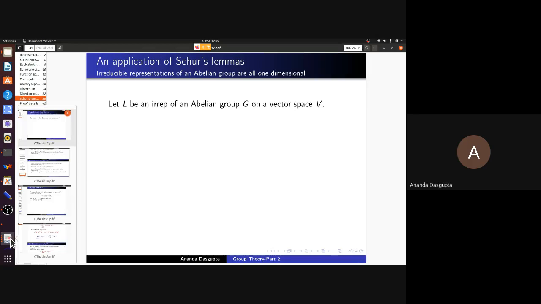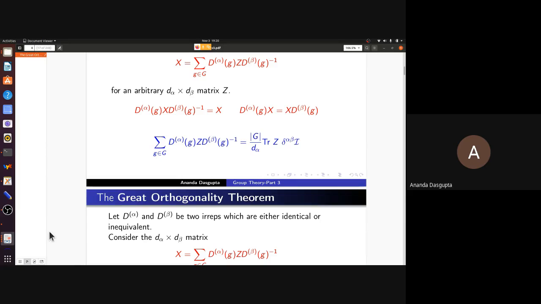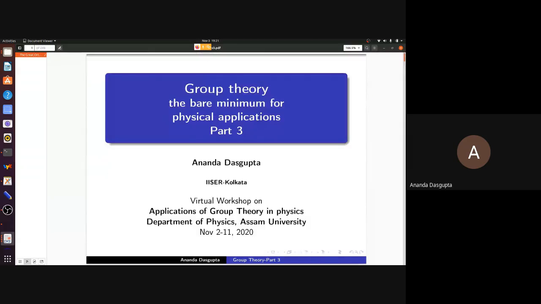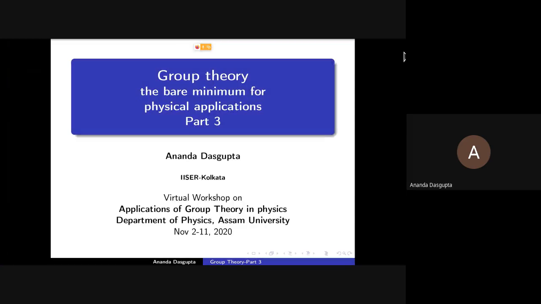Let me just do one thing. Let me move on to the next part of the presentation, which actually should have been my third lecture. This should have been the lecture I would have given in the afternoon today if everything went according to plan, if my speed really had been correct. I will just start this and we will have some discussions after that.